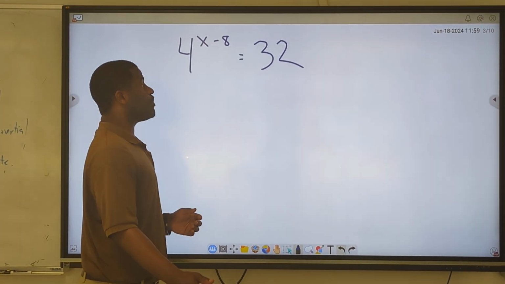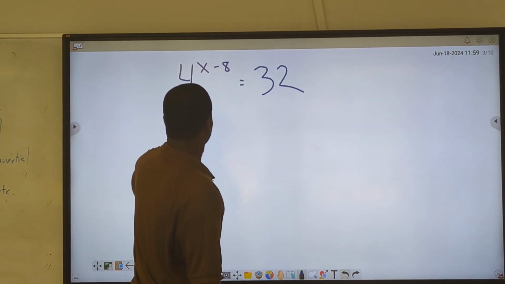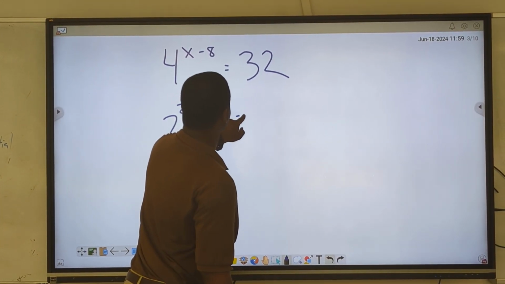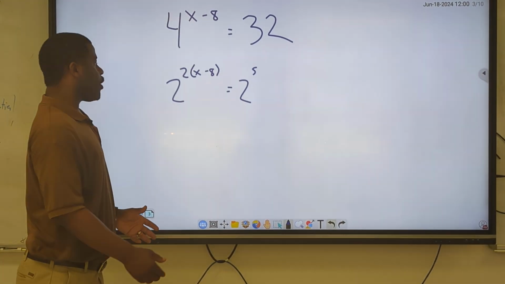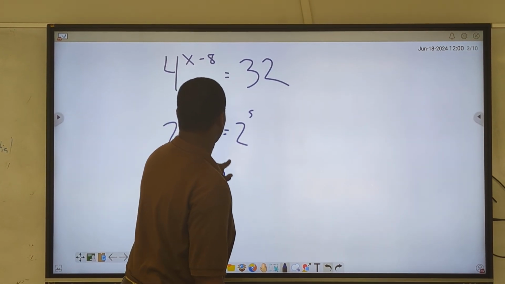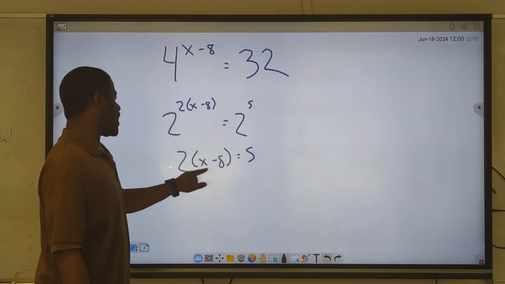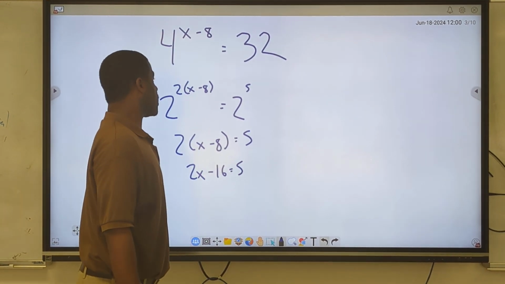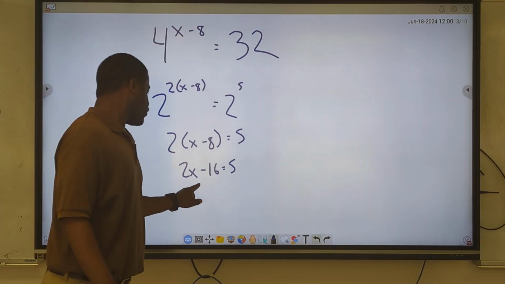But we can have a common base of 2. So we will rewrite the 4 as 2 squared, and the 32 turns into 2 to the fifth power. So now we've still obtained our same base. So once again, we just move to the next level: 2 times x minus 8 is equal to 5. 2x minus 16 is equal to 5, because of course we have to distribute.